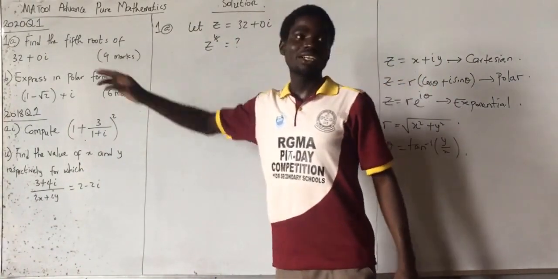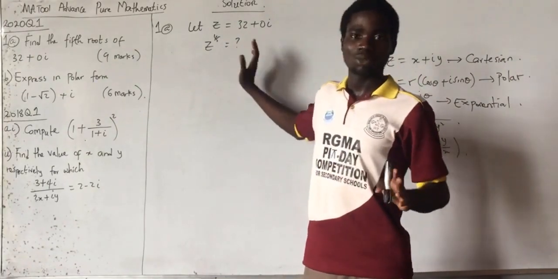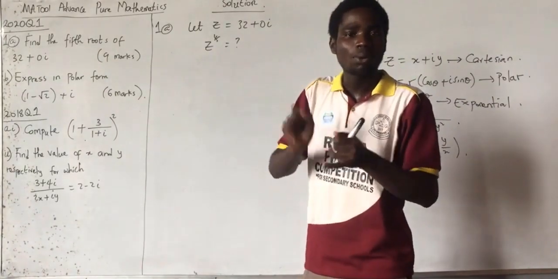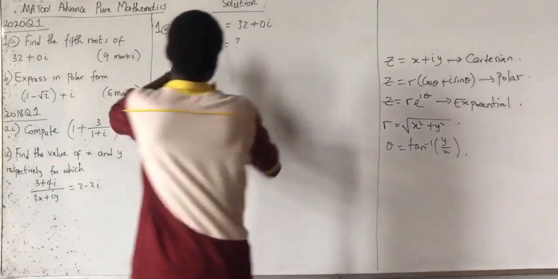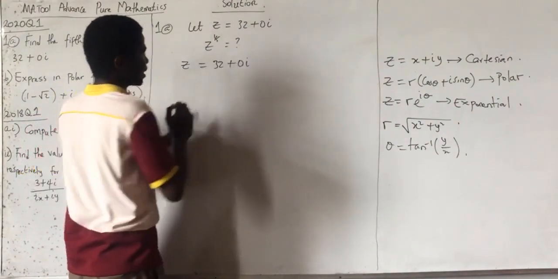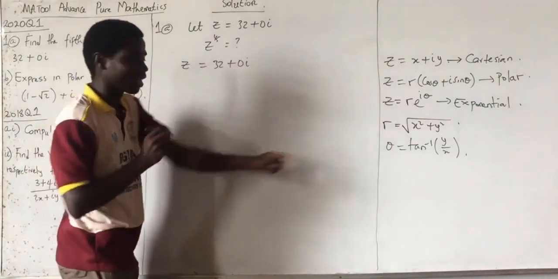You know, when you are dealing with the fifth root, you must get 5 answers. That's what they want you to get. You must get 5 answers in this thing. So now look at what we have to do: first convert to polar form. In this case, I have z to be 32 plus 0i. That means my x is 32, my y is 0. So I need to get r and theta.